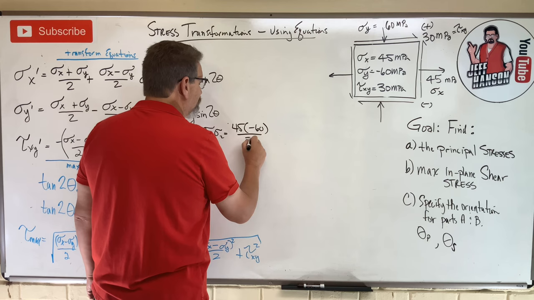Now, one more thing here, this is true always, okay? What is that plus that? 45 degrees. Those two always add up to 45 degrees. So the difference between the theta P angle and the theta S angle is always 45 degrees in real world degrees, okay?